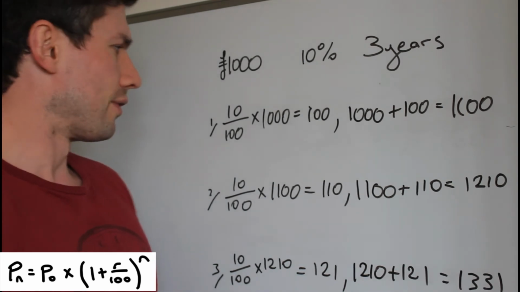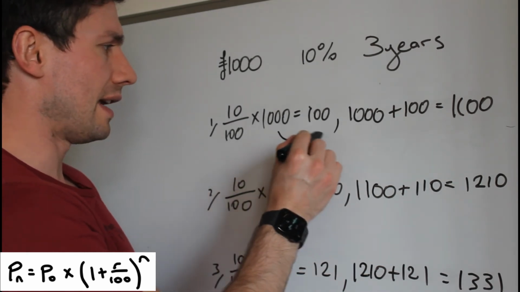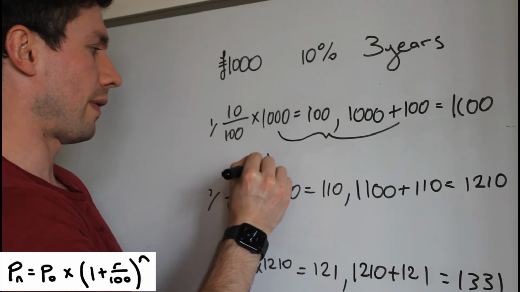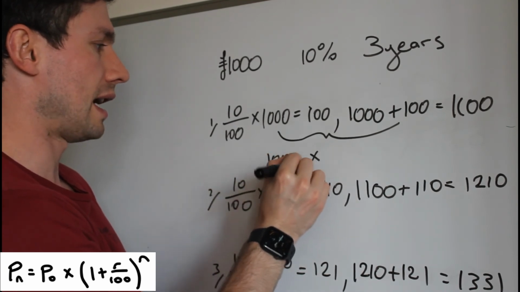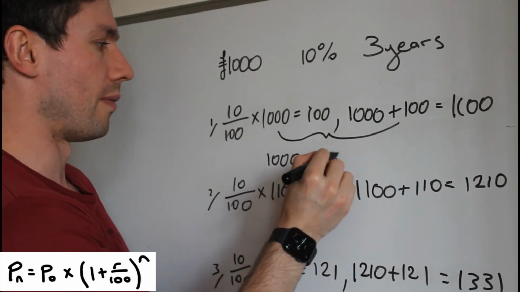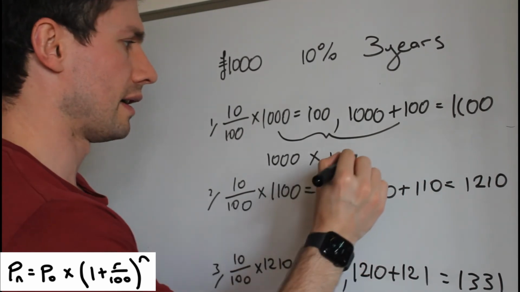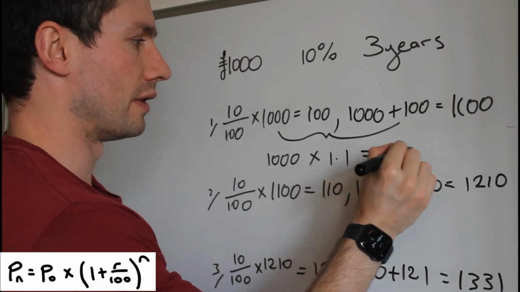Okay, so let's now use factors. This whole step here could have been done by taking £1,000 and timesing it by 1.1. That's a 10% increase, giving us the 1,100 from the first year.